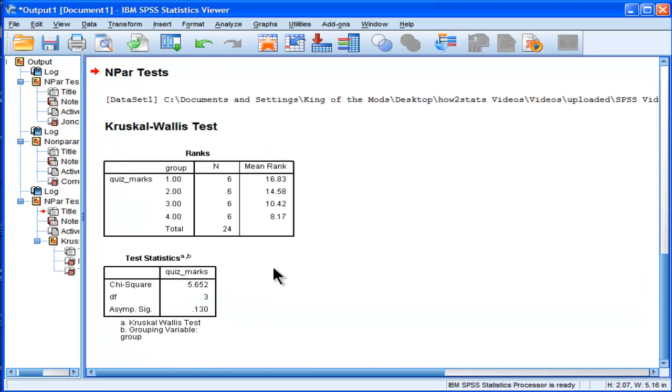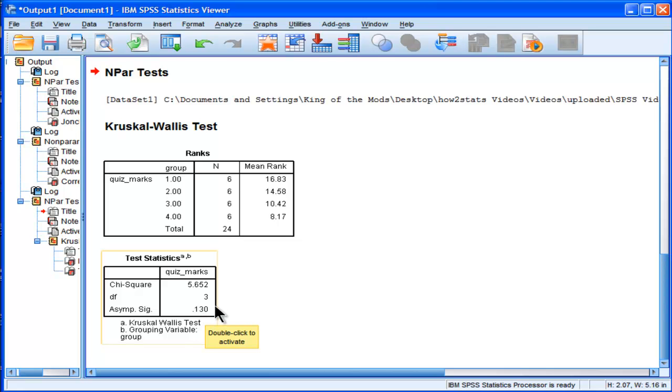Jonckheere's trend test. And we can see that I'm getting a chi-square for the Kruskal-Wallis of 5.65 and a p-value of 0.13, which is not less than p equal 0.05. The alpha level of 0.05 is smaller than the obtained p-value for the Kruskal-Wallis, so it is not statistically significant.